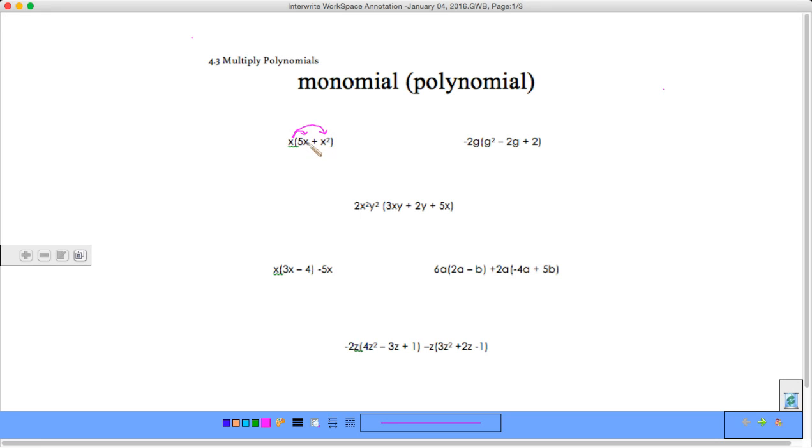So you're going to multiply. So this is 1x times 5x. It would be 5, and then x times x is x squared. Plus, here we have 1x times 1x squared. Remember, that's the power of 1. When you multiply, you add exponents. So x times x squared is going to be x to the third.